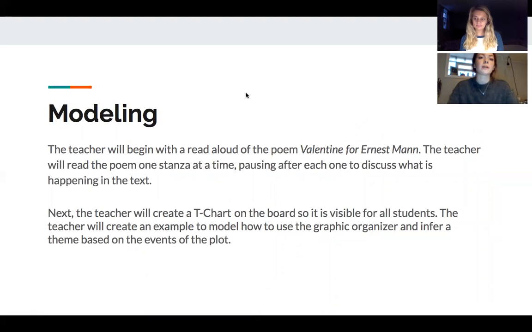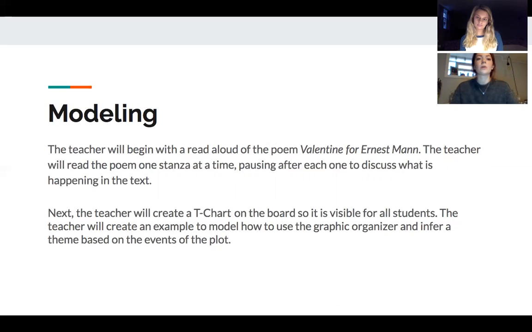So our modeling for the lesson, the teacher is going to begin with a read aloud of our poem, Valentine for Earnest Man. The teacher is going to read the poem one stanza at a time, and after each, he or she will pause in order to discuss with the class what's happening in that part of the text. And then following this, the teacher will create a T-chart on the board so that all the students can see it. This will look like the T-chart that Allie showed previously.